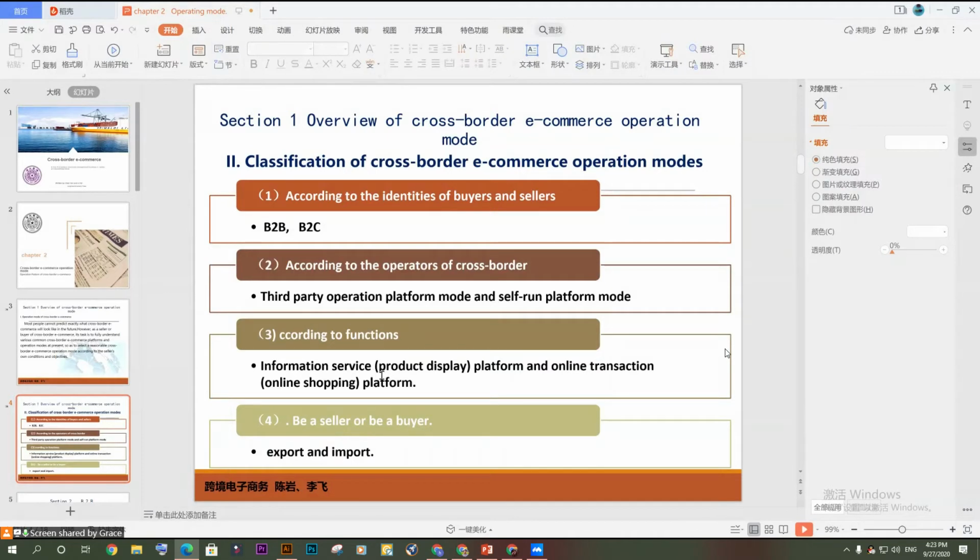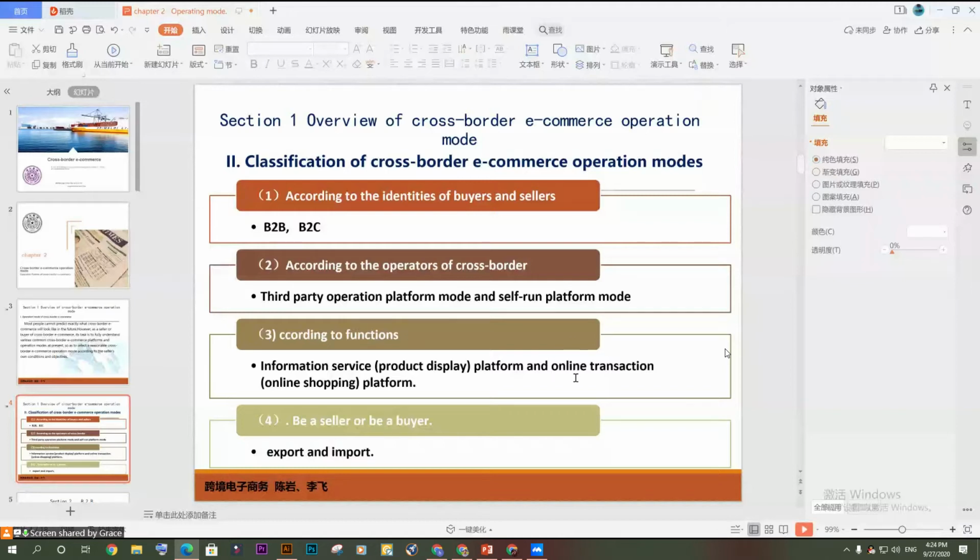So that is only for product display, and you may send the pictures of your products on this platform and let other people look at it. But people cannot buy it on this platform. So this platform is only an information service. Its function is only for information service.